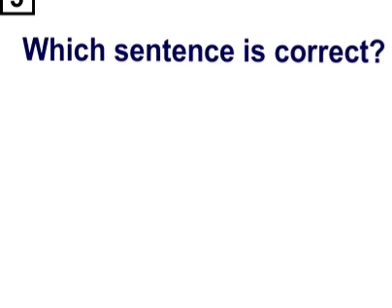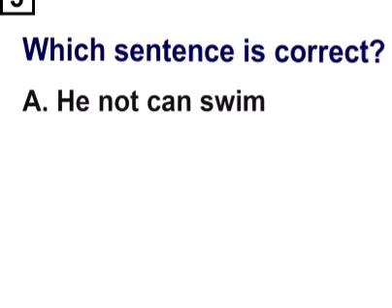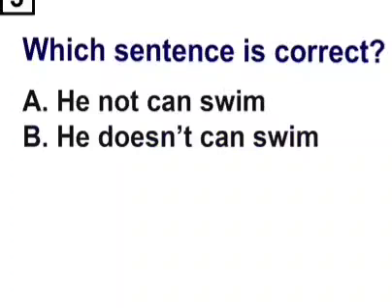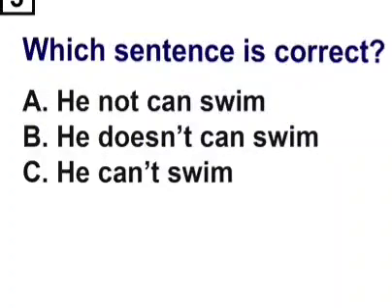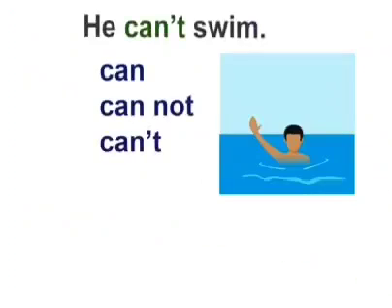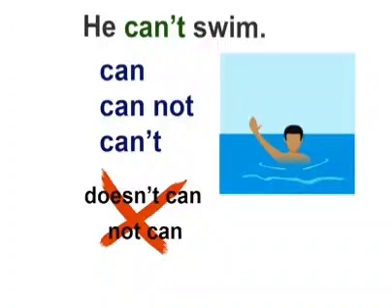Let's move on to the next question. Which one is correct? He not can swim. He doesn't can swim. He can swim. The correct answer is he can't swim. But why? The verb can is a modal verb. We don't need to use an auxiliary verb here, and we never use not before the verb.